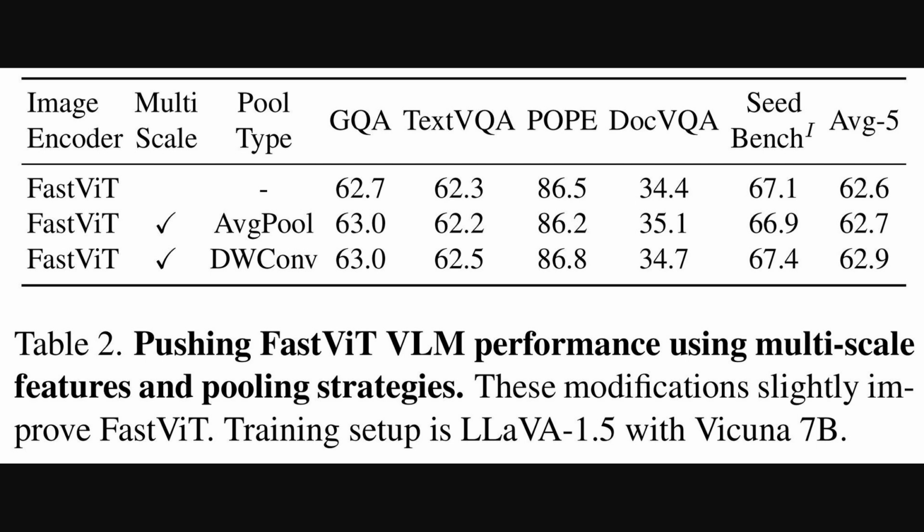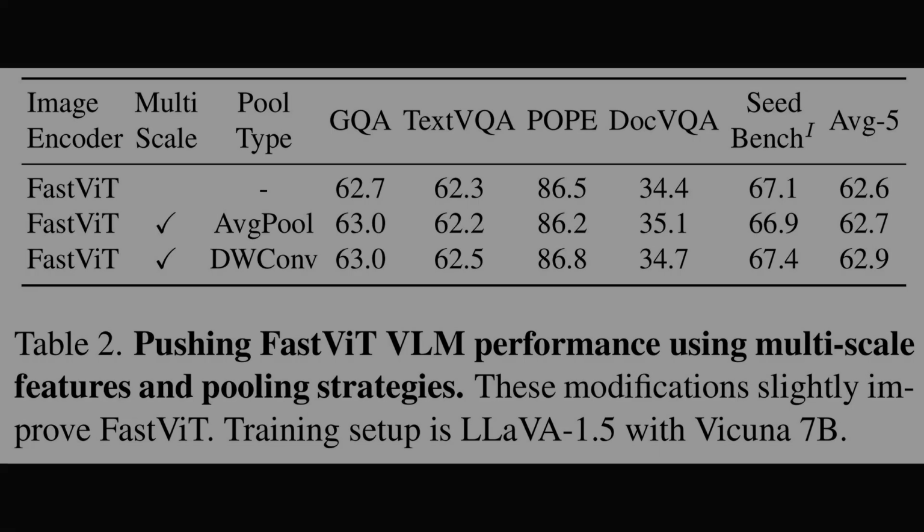They tested AVG-pool, which is short for average pooling, a method that takes the average value from a small area, and DW-conv, which stands for depthwise convolution, another way to process features. The results show slight improvements in the AVG5 score. That's an average performance across 5 different benchmarks, particularly when using multi-scale features with DW-conv.